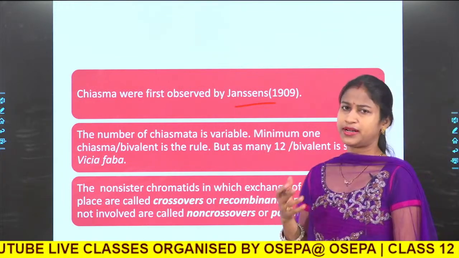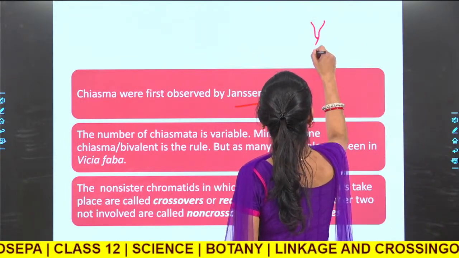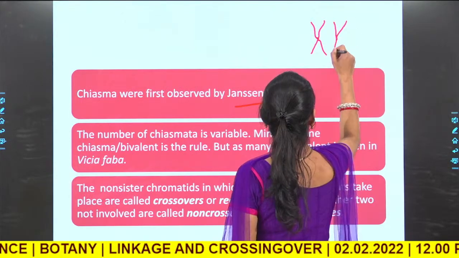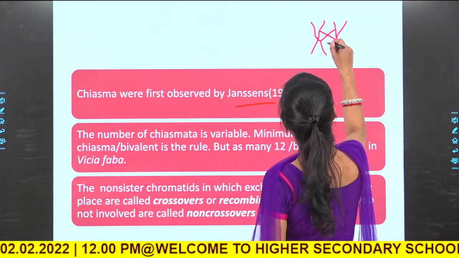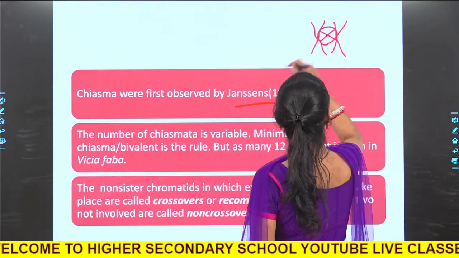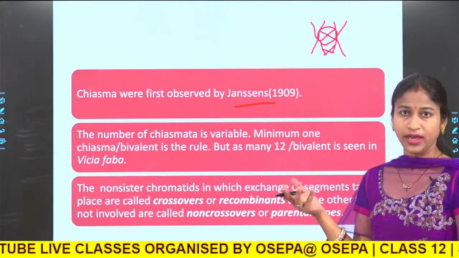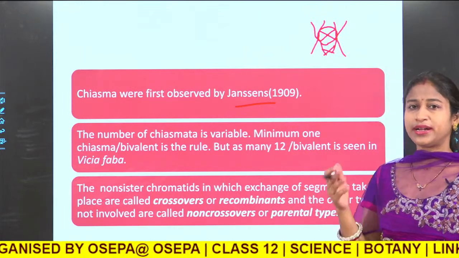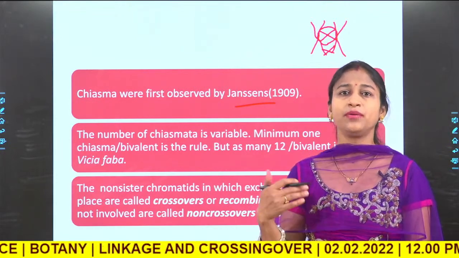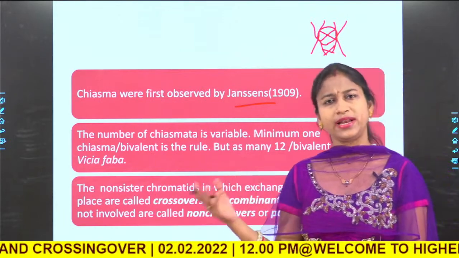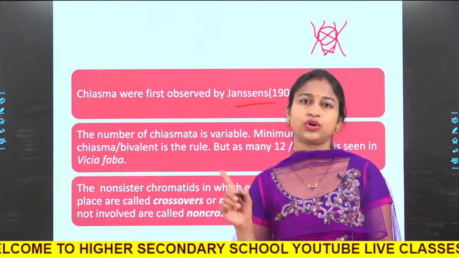Now, the number of chiasmata is variable. That means, let us suppose if I draw that this is a chromosome and these are the homologous pair, okay. If the crossing over happens between these two, now here one chiasma may be formed, and another chiasma may be formed between another two loci, okay. So, chiasmata are variable. For a single homologous chromosome pair, it may be more than one, it may be 1, 2, 3 like this, but generally the minimum rule is that a chiasma will be formed for a single homologous pair of chromosomes.